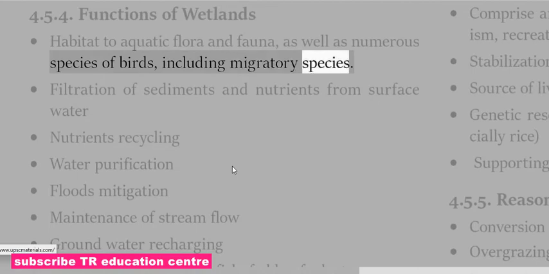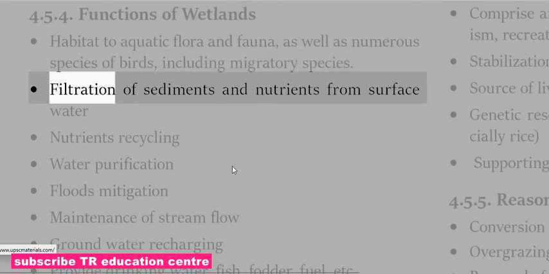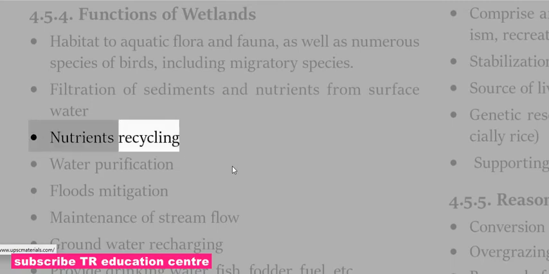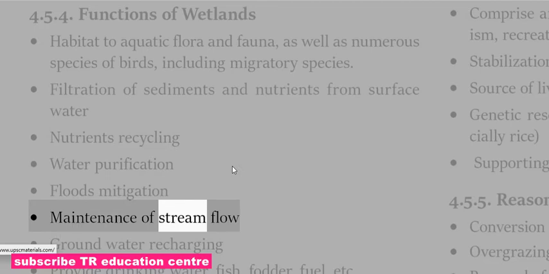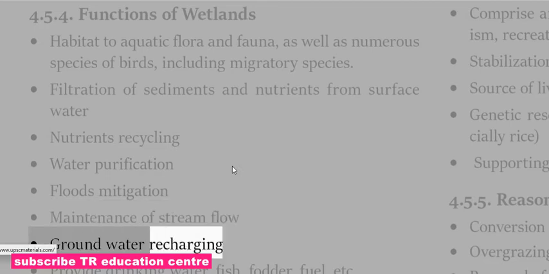Functions of wetlands: habitat to aquatic flora and fauna, as well as numerous species of birds, including migratory species. Filtration of sediments and nutrients from surface water, nutrients recycling, water purification, floods mitigation, maintenance of stream flow, groundwater recharging, provide drinking water, fish, fodder, fuel, etc.